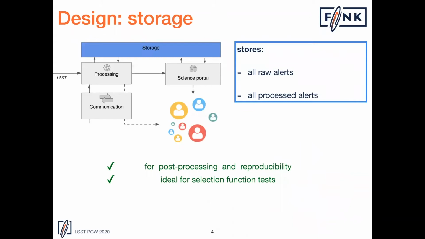The idea in Fink is that we will store all raw alerts that we ingest, but also all processed alerts. Why do we do this? First, we want to be able to reproduce results at any stage of the broker during the 10 years of LSST. We also want to be able to do post-processing and to track down selection functions during the whole duration of the survey.